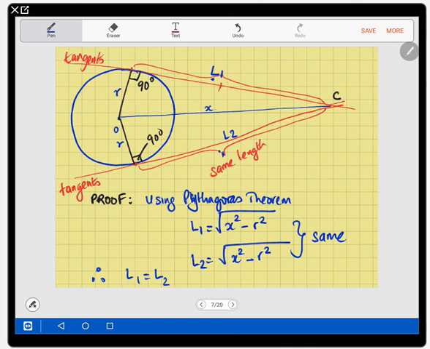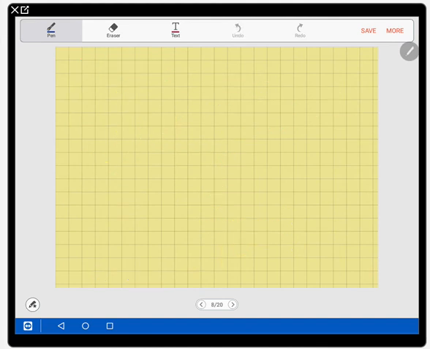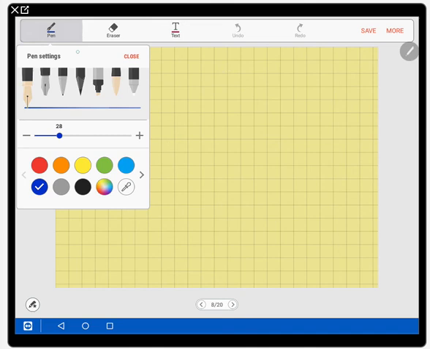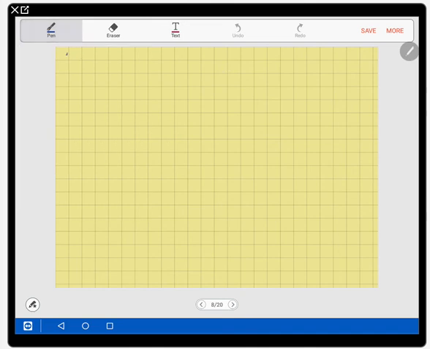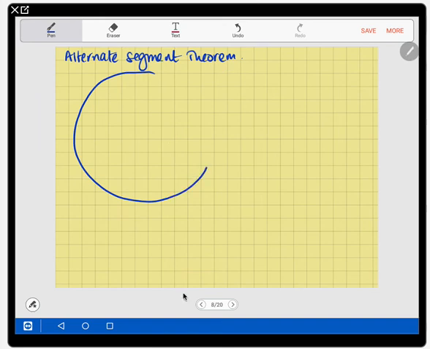Alright, now my last bit. That's the last part. This one is called the alternate segment theorem. Right, oh my goodness. Hopefully I do something kind of perfect. Alright, consider this circle, okay? I draw a tangent here.